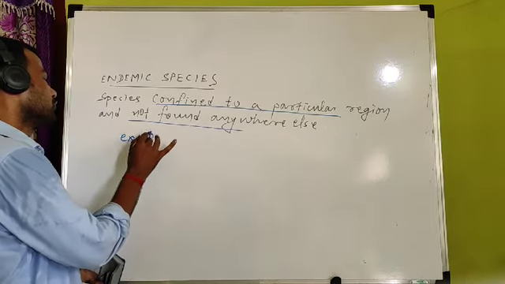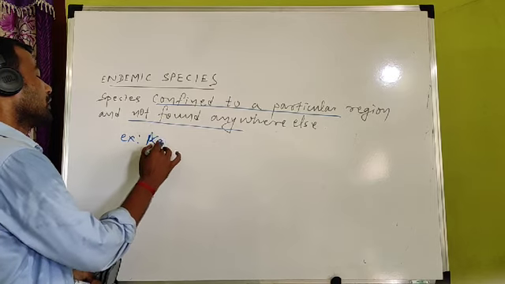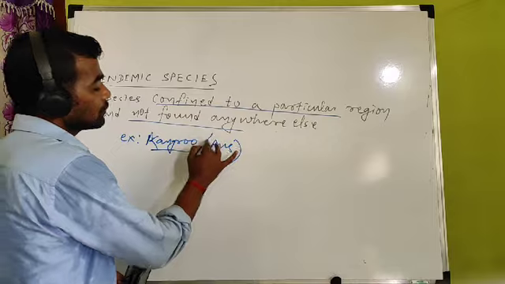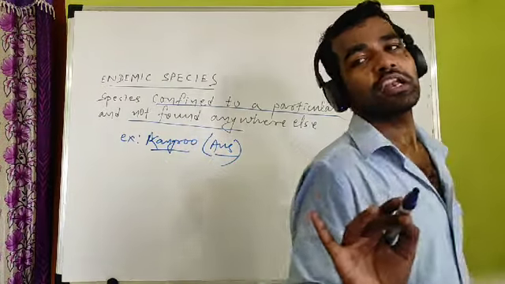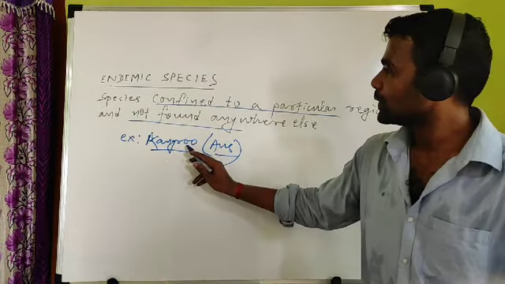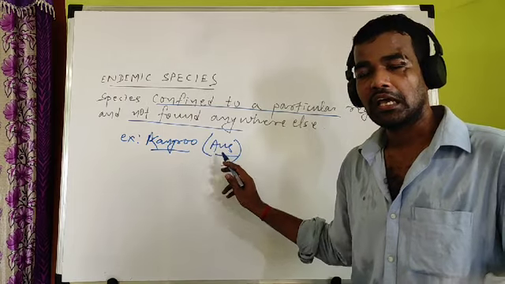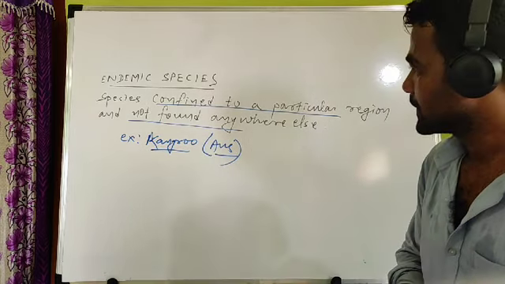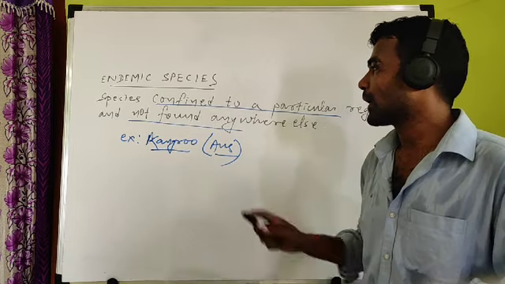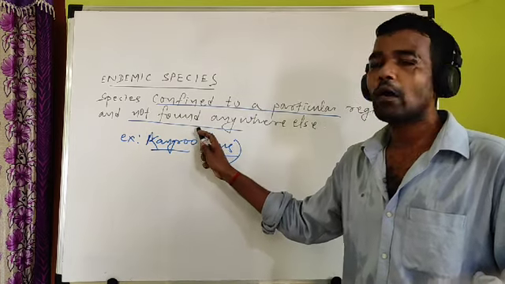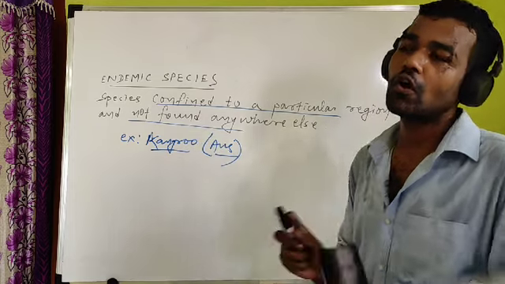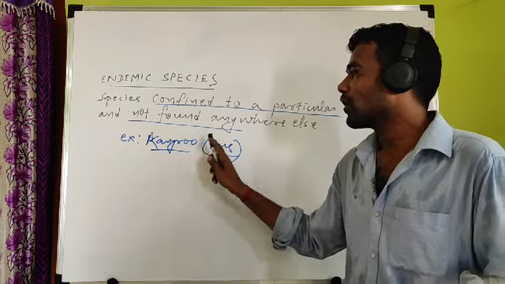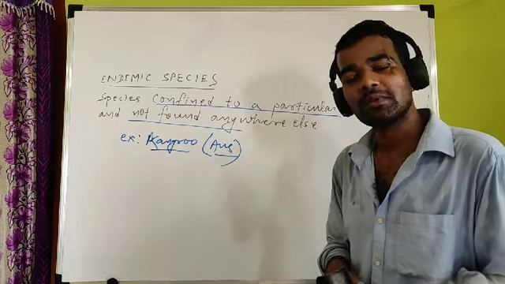An example is the kangaroo. Kangaroo is only found in Australia. If you go to Australia, only there is the kangaroo present. So the kangaroo is an endemic species to Australia. You have to remember: if a species is found in a particular area and not found in other places, it is an endemic species. Example, the kangaroo in Australia.